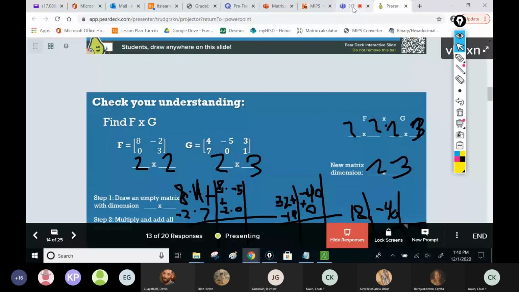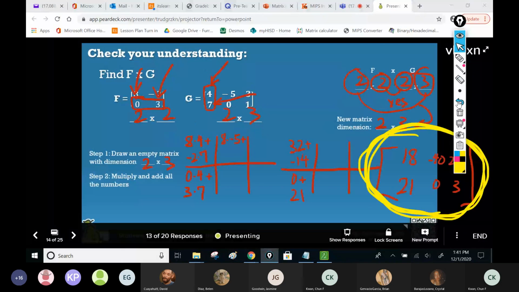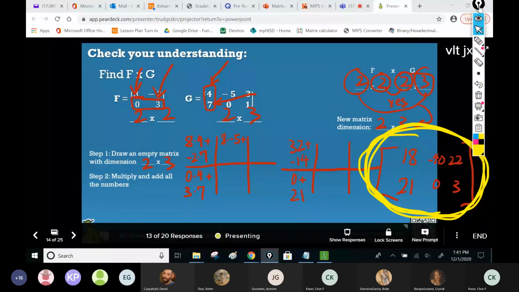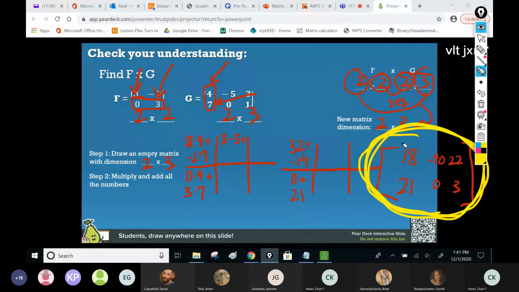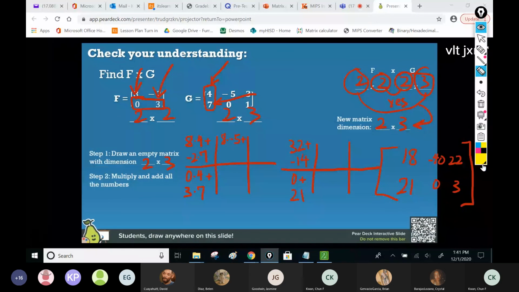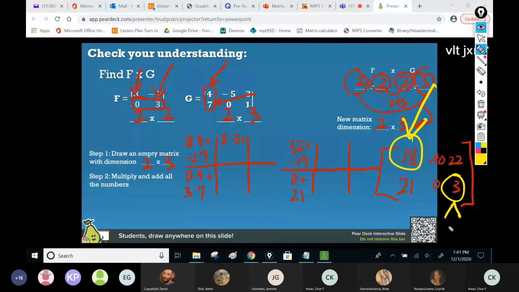The good thing about matrix multiplication is that you don't really have to solve the whole thing. The reason I say that is because let's just say this is a multiple choice question on an exam. All you've got to do is solve maybe one or two out of six, make sure these two are correct, and the rest you don't have to solve.